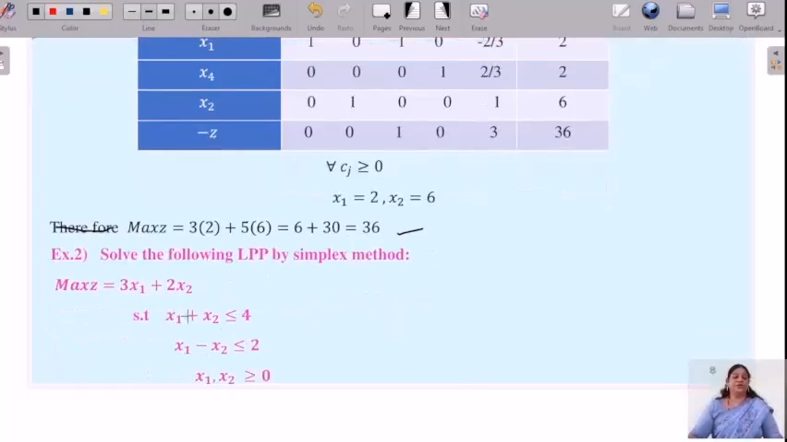Now let us move to the next example. This is also maximization type. Maximize z equal to 3x1 plus 2x2 subject to x1 plus x2 less than or equal to 4, x1 minus x2 less than or equal to 2, x1, x2 greater than or equal to 0. Both the constraints are of less than or equal to type, therefore use the slack variable.